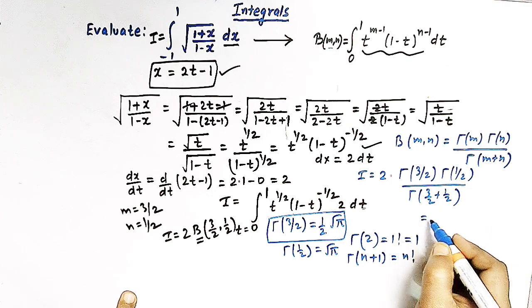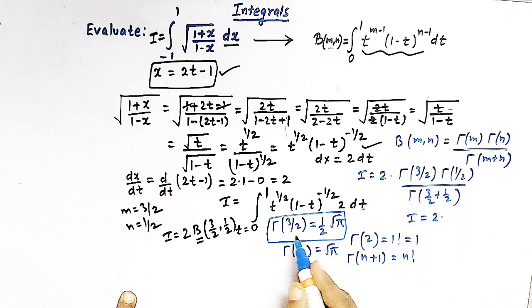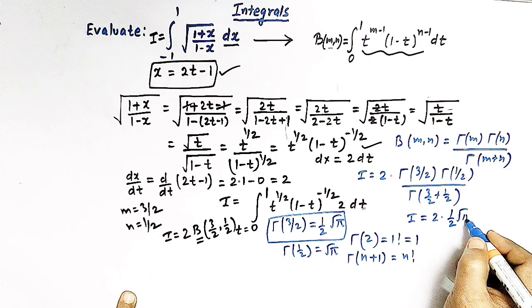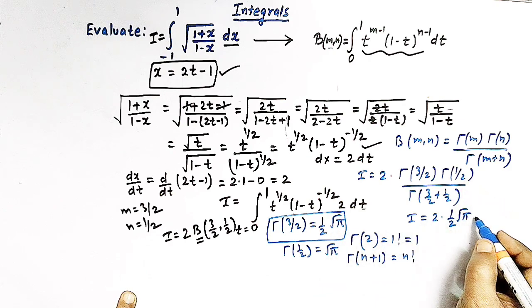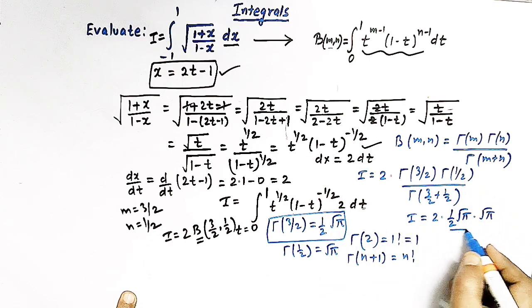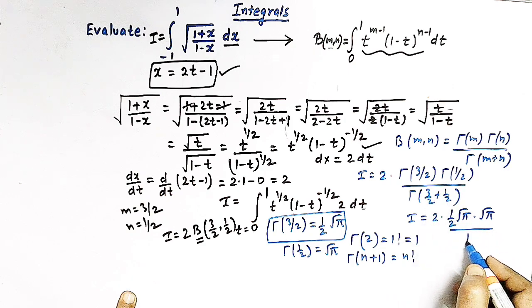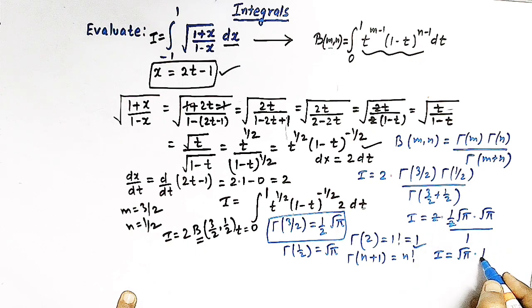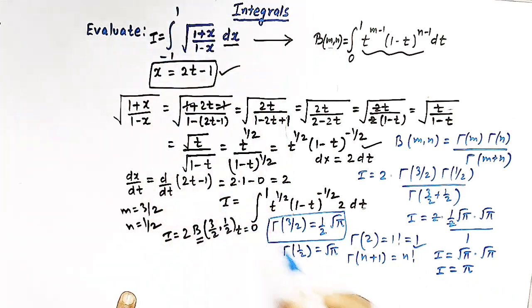So now we can write the value of I as 2 times. Here we have gamma 3 by 2, that is half square root of pi, and here we have square root of pi, and in the denominator we have 1, right? So we have I is equal to this 2 and this 2 get cancelled, and root pi times root pi, that is equal to pi, right? So viewers, the value of this integral is equal to pi.